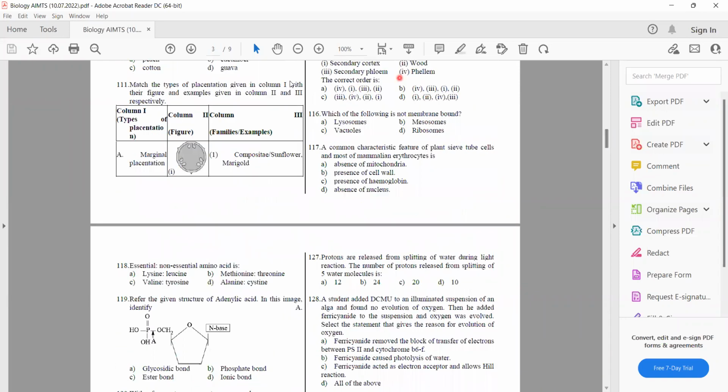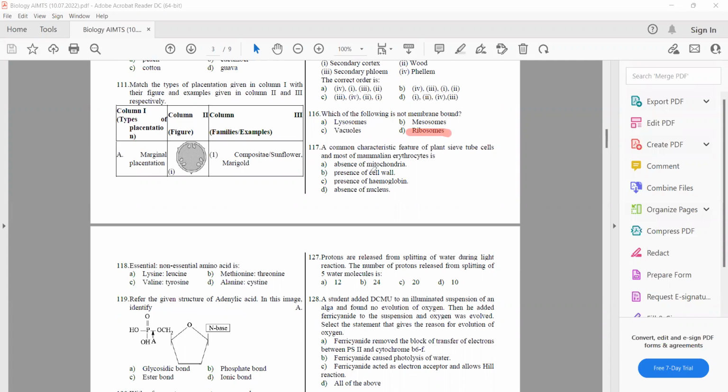116, which of the following is not a membrane bound organelle? So when we talk about this question, you can see ribosomes will be the exact right answer. They are membraneless organelles, not surrounded by any membrane. But lysosomes, mesosomes and vacuoles are actually membrane bound organelles.